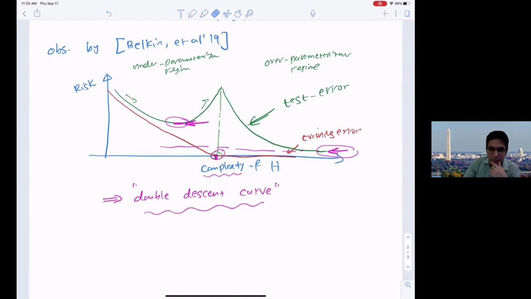Okay, so there's another question. If we keep pushing into the over-parameterized regime and we get a second descent in the test error, then why would we bother with overfitting? Yes, we don't bother with overfitting at all.